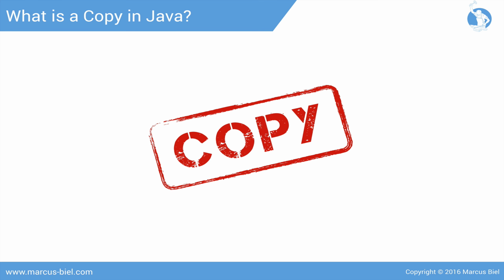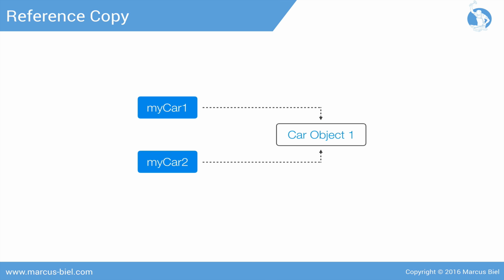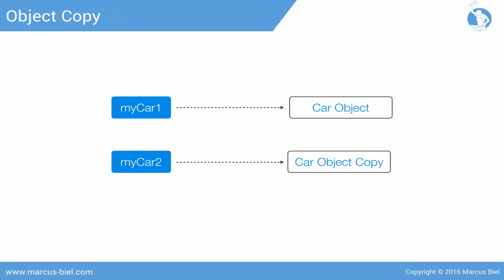To answer that question, we have to differentiate between a reference copy and an object copy. As the name implies, a reference copy creates a copy of a reference variable pointing to an object. So we will have two reference variables referencing the same object. On the other hand, an object copy creates a copy of the object itself. So as you can see here, we will have two reference variables that each reference a different object. Shallow and deep copy are both related to an object copy.